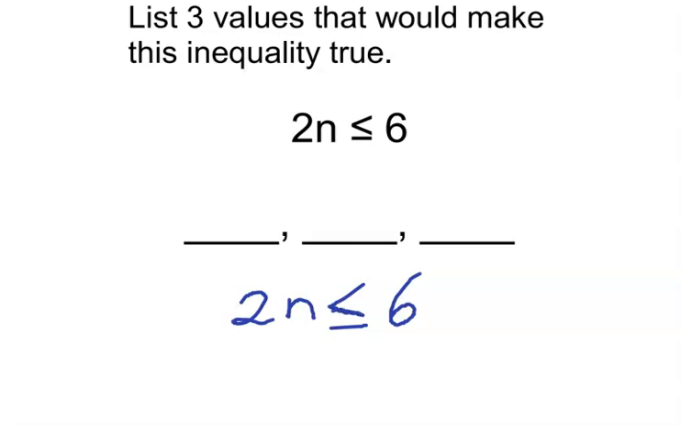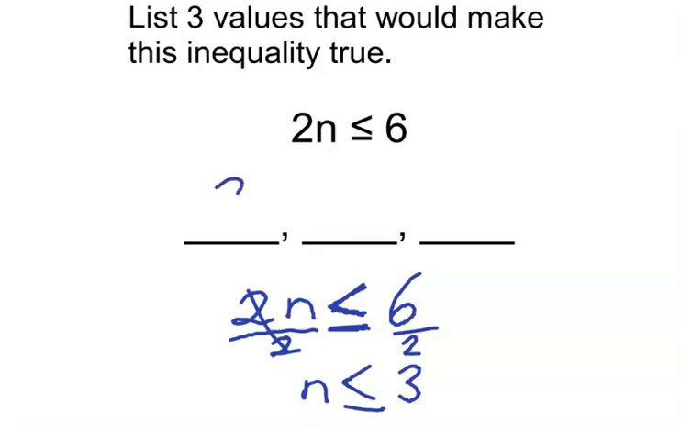We can treat this like it's an equal sign and just get the n by itself on one side of it. So how do we get rid of the 2? Well, that's multiplication, 2 times n, so we'll divide both sides by 2. 2 goes into 2 one time, so we have n is less than or equal to 6 divided by 2, which is 3. So n is less than or equal to 3.